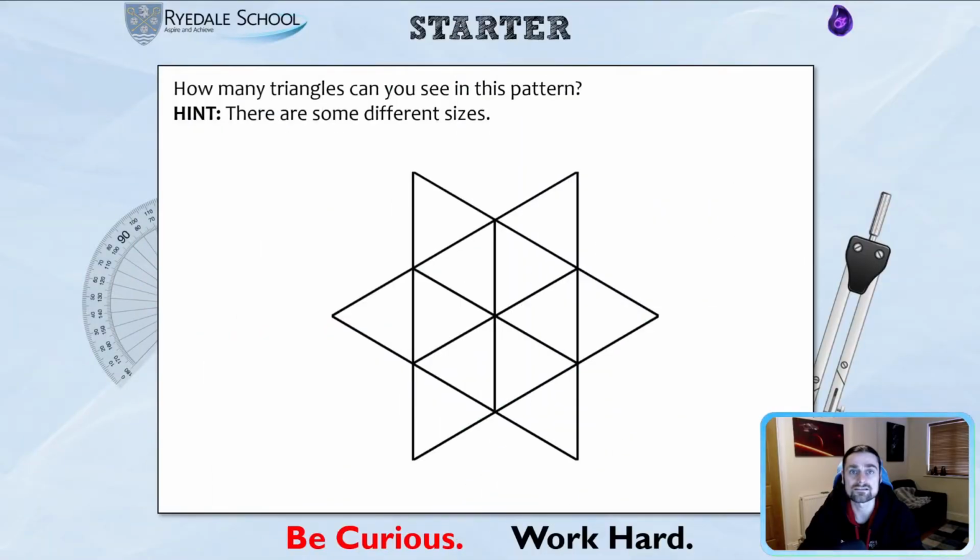But before we get started, let's begin with a little puzzle. You can see on the screen there is a star shape with lots of different little triangles making it up. And the question is, how many triangles make this shape? However, you do need to be careful because there are triangles of different sizes. So how many triangles can you see?